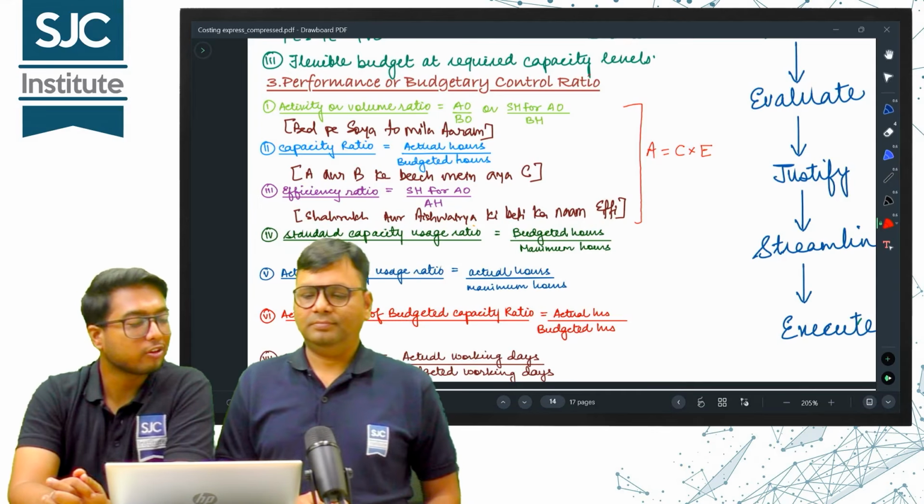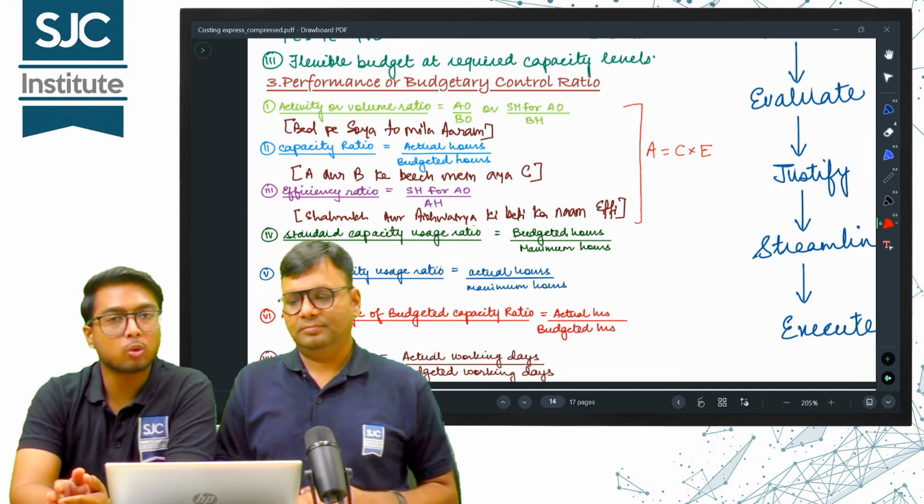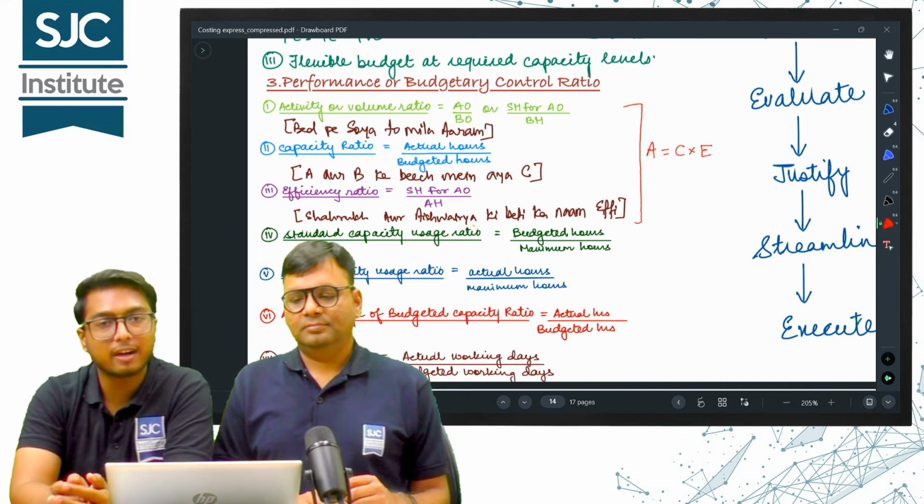Performance or budgetary control ratio. The first one, activity or volume ratio. It is equal to actual output divided by budgeted output, or standard hours for actual output divided by budgeted hours.